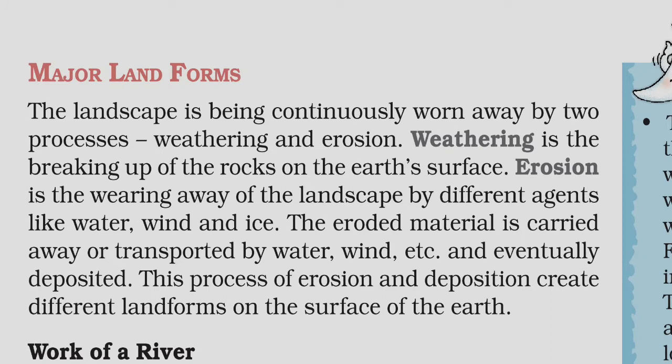Erosion is the wearing away of the landscape by different agents like water, wind, ice, etc. The eroded material is carried away by water, wind, etc., and eventually deposited. So weathering means breaking up of rock, and erosion means wearing away of the landscape or these broken particles with the help of wind, water, and ice. Okay, this is the difference between weathering and erosion.